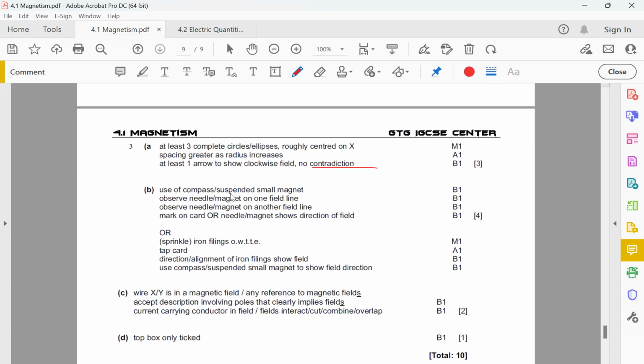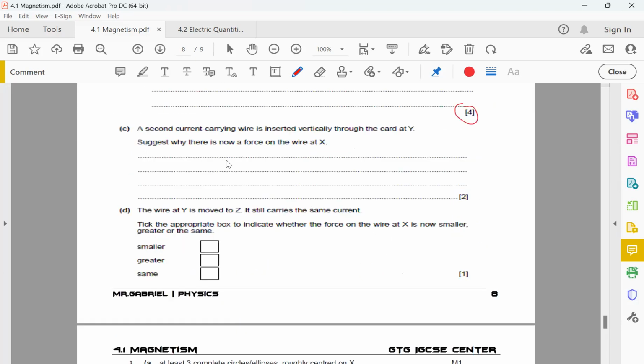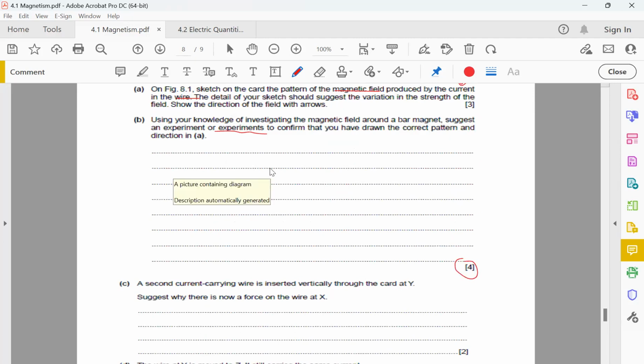Use compass. Observe needle. Sprinkle iron filing, tap the paper, tap the card, align. Then after that, use compass to show the direction. Right. I keep emphasizing this, guys. Your iron filing is just going to show you the pattern of the magnetic field. You need the compass to show the direction of the magnetic field, guys. Very, very, very important. Please remember this. Right. So use your own notes. Basically everything that I've mentioned on top already.